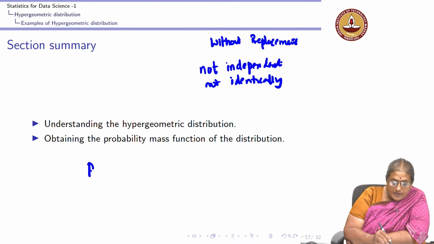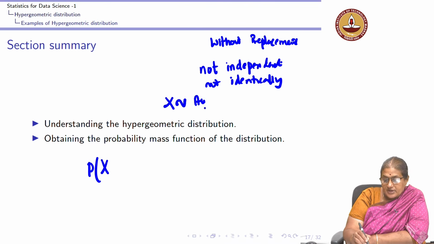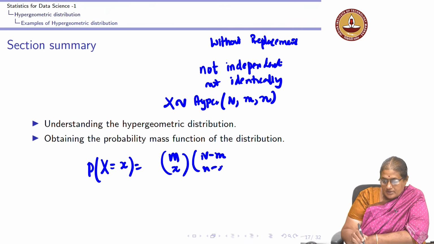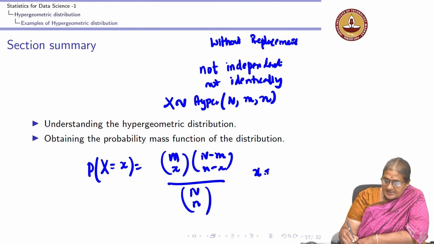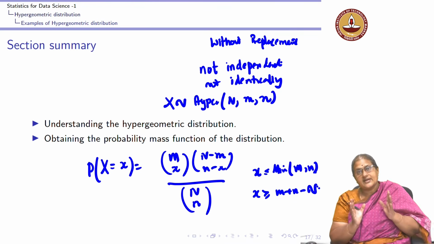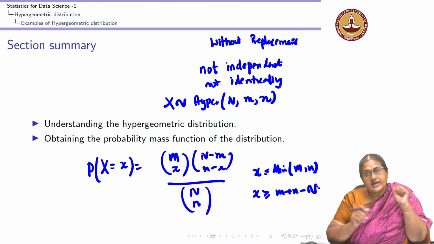And I obtain the probability. So, I have a hypergeometric distribution which has parameters capital N, small m and small n, and the probability that x equals x is m choose x, N minus m choose n minus x, divided by N choose n, where x is less than or equal to the minimum of m and n and x should be greater or equal to m plus n minus N. These are the conditions for the values x can take.